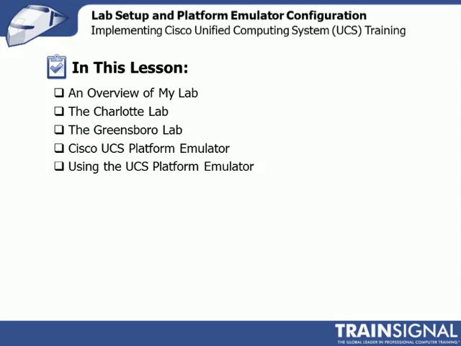So in this lesson, we're just going to give you an overview of my lab environment. I've got a couple of labs here. I've got two physical labs and a virtual lab. My first physical lab is in Charlotte. If you can't tell by my accent, I'm from North Carolina, and I've got two local labs. The first one being in Charlotte, and the second one in Greensboro. I'll give you a quick overview of those and explain why I'm using two different ones.